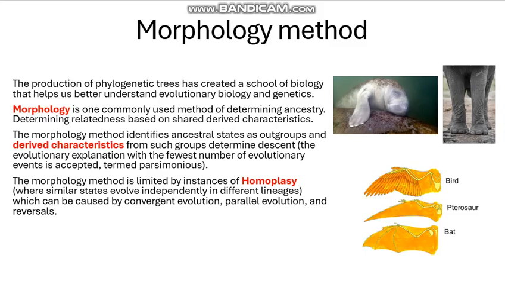The morphology method is limited by instances of homoplasy, where similar states evolve independently in different lineages, which can be caused by convergent evolution, parallel evolution, and reversal. In the example of homoplasy I put on the bottom right here, we can see 3 different types of wing produced by 3 very different groups: the birds, which are the avian dinosaurs, the pterosaurs, which are avian archosaurs, and bats, which are obviously avian mammals.